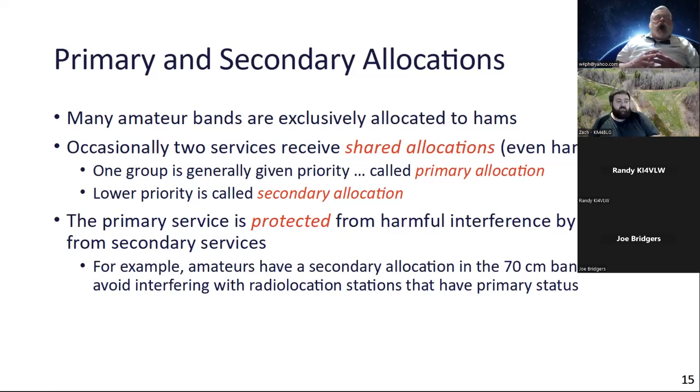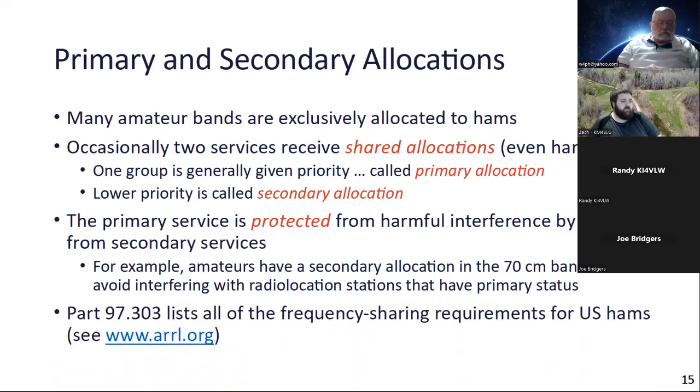So the primary service is protected from harmful interference by signals from secondary services. Like I said, if they're there, you have to yield to them. Another example is the 70 centimeter band. Some radiolocation stations have primary status. So if those are transmitting on those frequencies, you have to let them be, basically. Part 97.303 lists all the frequency sharing requirements for U.S. hams. Typically, most band charts as well, like that colored chart we saw that had all the different allocations, will also specify if hams have primary or secondary there.